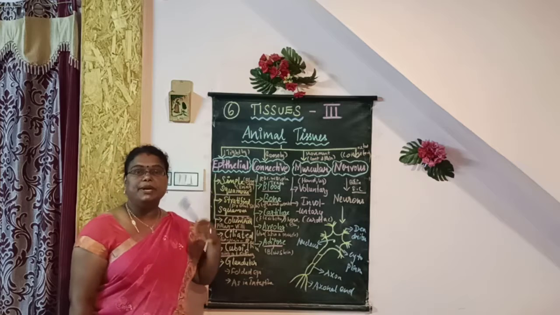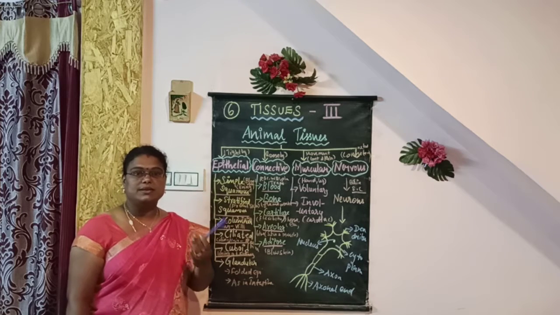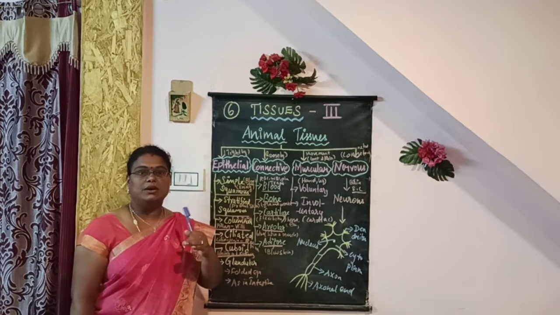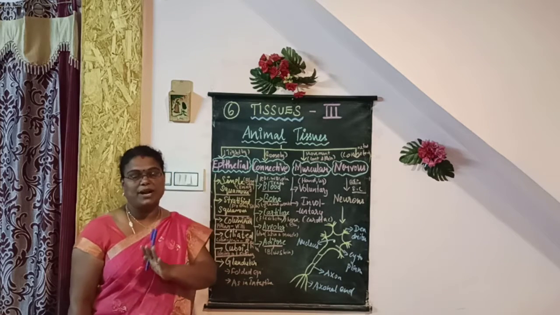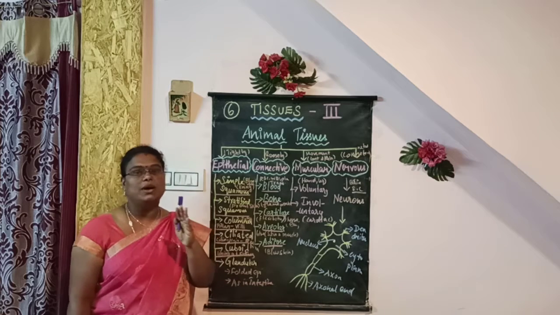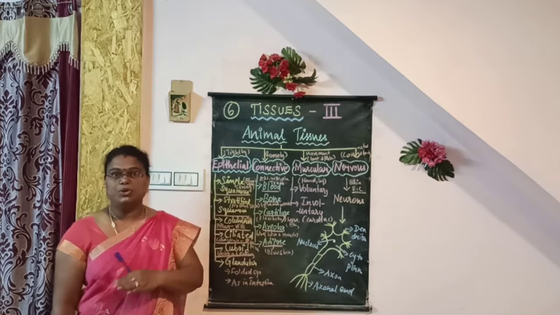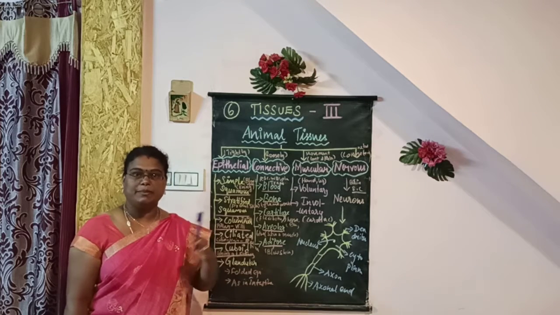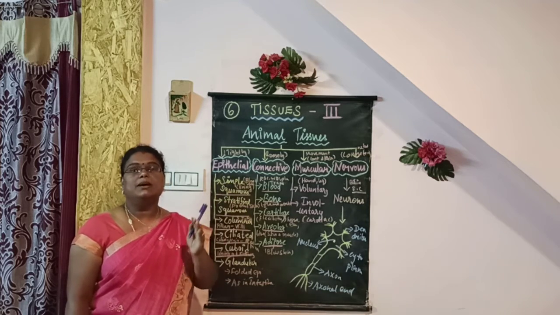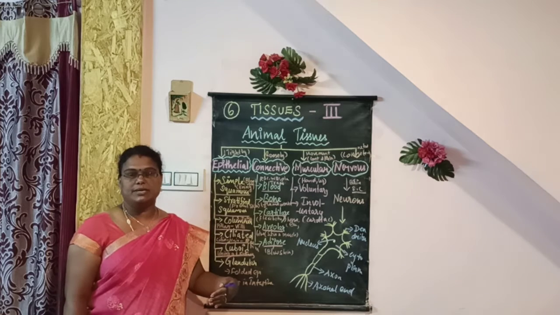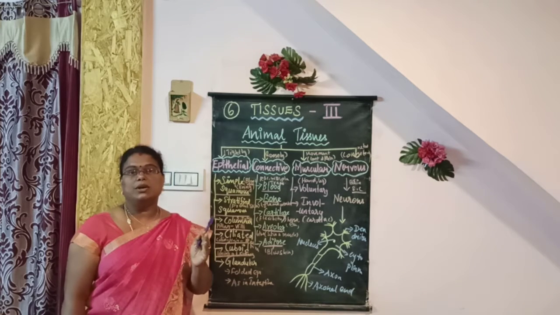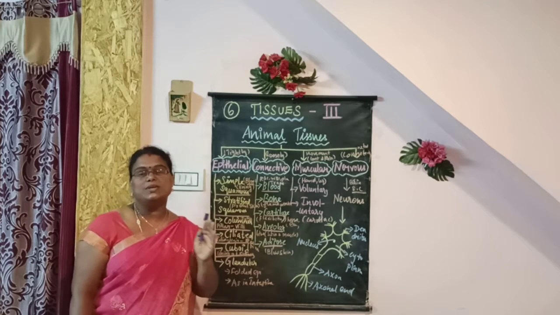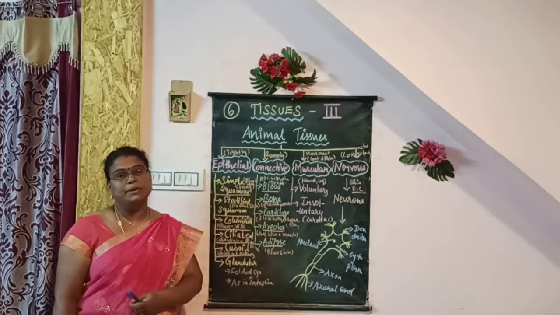And students, in previous videos we discussed plant tissues, and under plant tissues we saw two types. One is meristematic tissue, another one is permanent tissue. Under meristematic tissue we discussed three types of meristem, that is apical meristem, intercalary meristem and lateral meristem. Under permanent tissues we discussed two types, that is complex tissues and simple tissues.